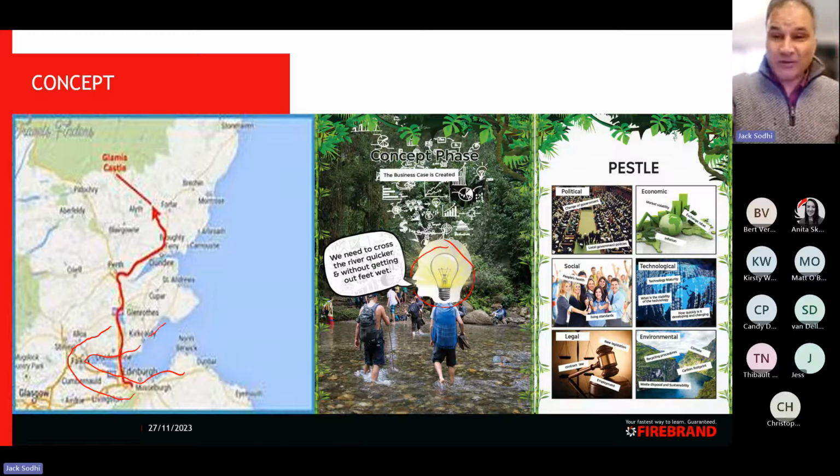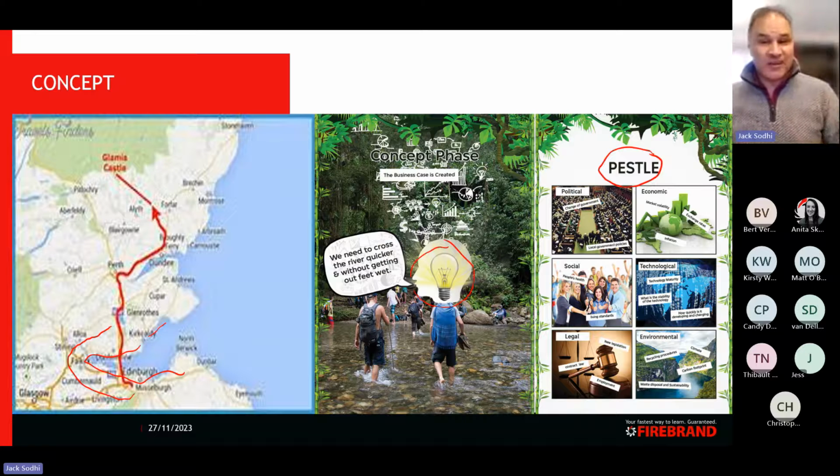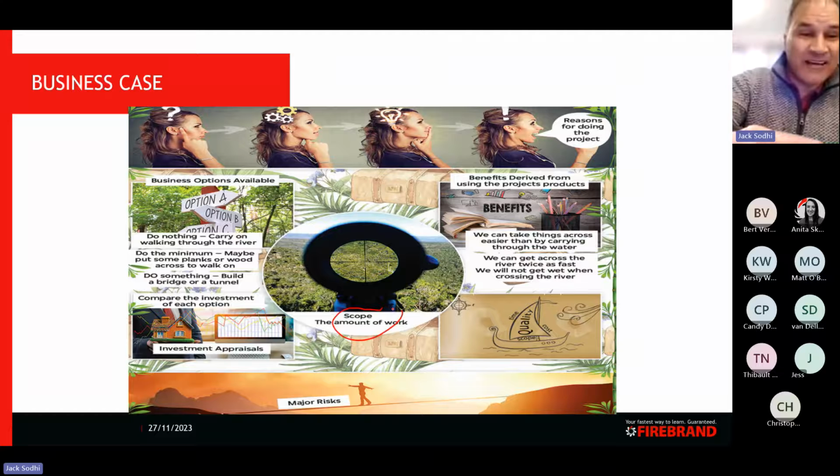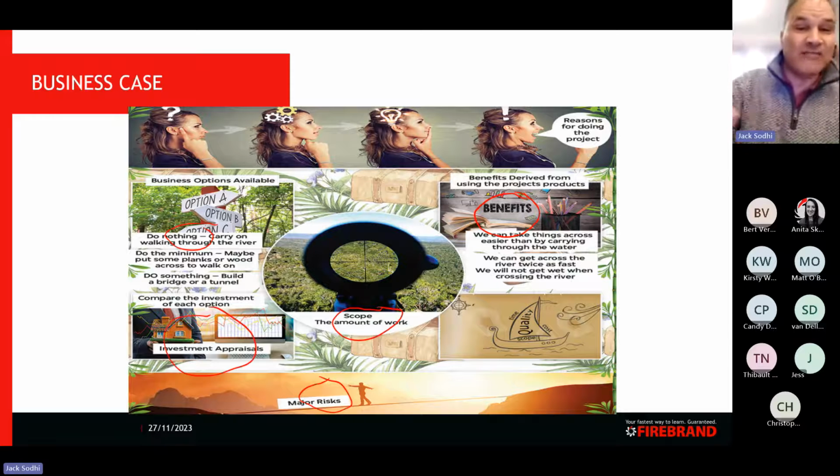And they would have done PESO, like political, economic, and social, all those considerations. So this is called a prompt list. And there's many in project management where it prompts you to consider something. But the business case would have been written for the bridge, and they would have said, well, what's the scope of the project? If we do nothing, what are the options? Do minimum? What are the benefits we're going to get? And what are the major risks? And what's it going to cost? The investment appraisal. And of course, the reason why are we doing it?